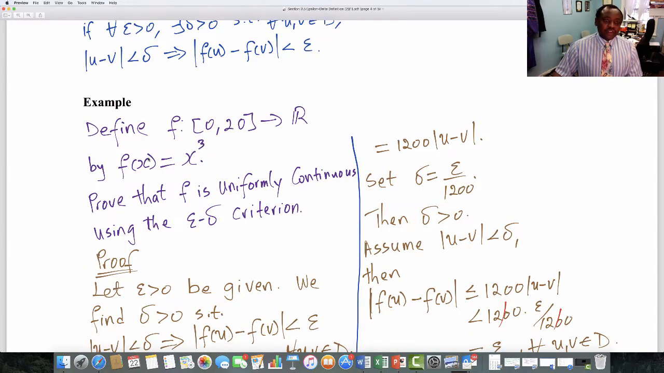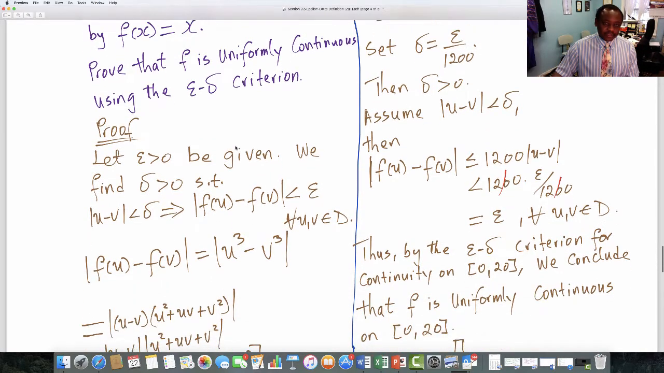Example: define the function f from the domain, which is the closed bounded interval [0, 20], to the set of real numbers R by f(x) = x cubed. Prove, using the Epsilon-Delta Criterion, that f is uniformly continuous on the domain D, the closed bounded interval [0, 20].